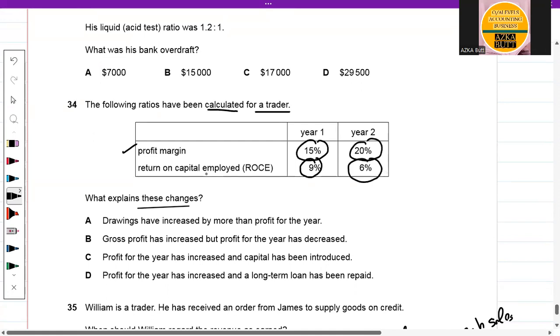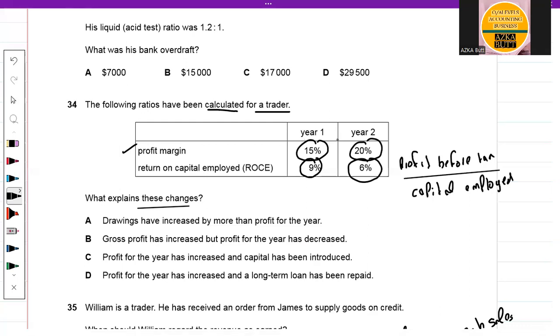The return on capital employed is 9% in year one, but it is 6% in year two. So what is the formula of return on capital employed? You write the profit before tax and divide it by the capital employed, and we also multiply by 100 because we want our answer in percentage. So profit has increased, and the return on capital employed has decreased. What explains these changes?